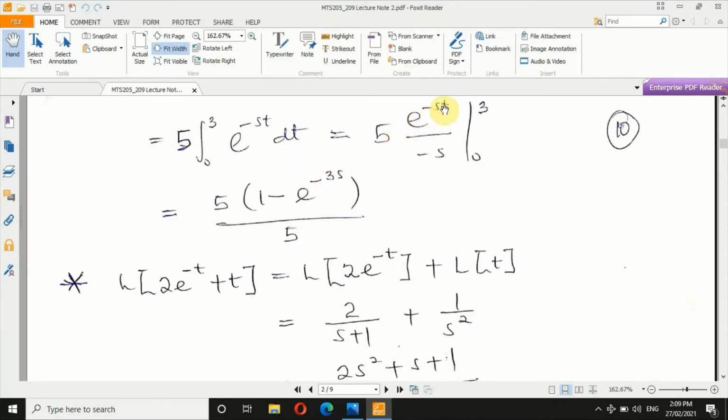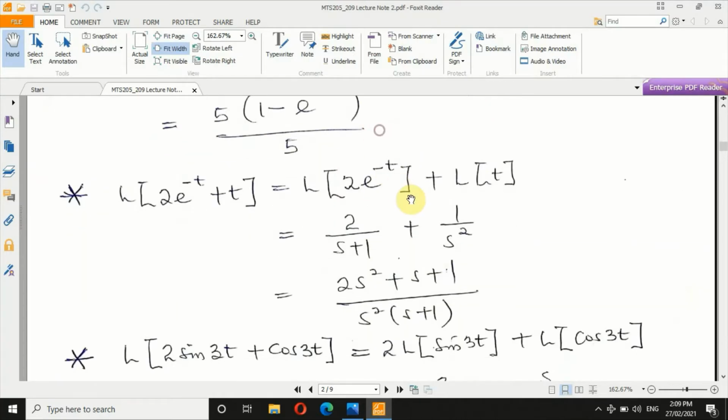Exponential minus st, where t is what we are changing to 3. That's minus 3s over minus s. Then by the time you put 0, e to the power 0 is 1. Don't forget you have minus. That is when we put 0. That is why we have plus here, because it's going to be upper minus lower. So that minus will multiply this minus to give us plus.